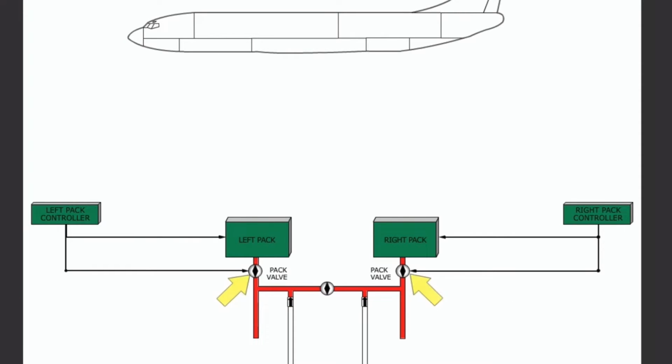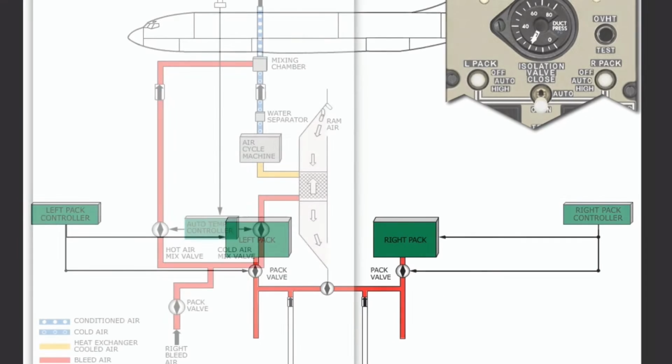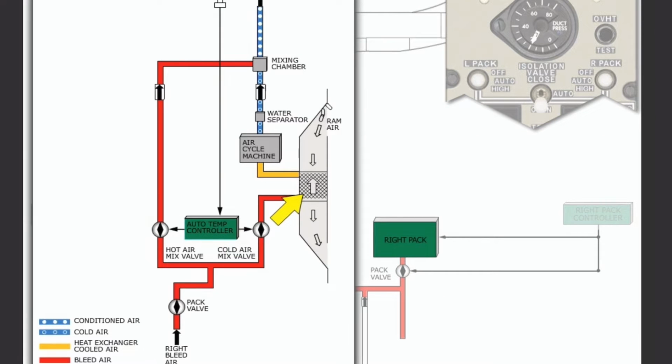Before bleed air enters the pack, it passes through a flow control shutoff valve, also known as the pack valve. This valve is operated by each respective pack switch. Once the bleed air enters the pack, it is cooled by a primary heat exchanger using ram air. The cooled air then enters the air cycle machine, where it is compressed and cooled even further through a secondary heat exchanger.